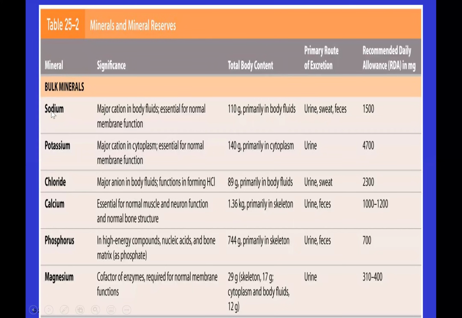Sodium is required, remember all the sodium pumps and potassium pumps. So the electrolyte balance is very important in our body. They all will play a role in action potentials in our body and membrane function. Calcium for neuron function, for your bone structure. Phosphorus: DNA, deoxyribonucleic acid, ribonucleic acid. If you remember the DNA structure, it has a phosphate group in it. So phosphates are found in ATP. So we need phosphorus to make the high energy compounds and for nucleic acids.